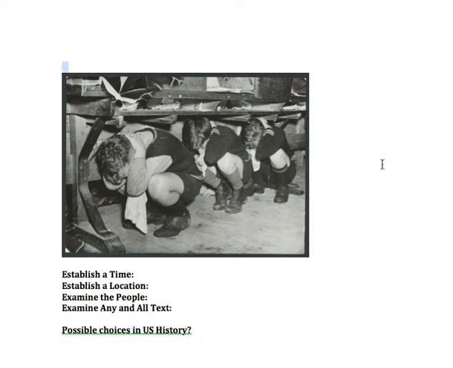Right, so here we go. We're going to do the first example, and let's see what we can come up with for this picture. Now, the four things we're looking for, obviously, are a time, a location, people, and any and all text. As we go through this picture, I'm going to put the information that we have right here so we can gain some greater perspective to figure out possible choices in U.S. history that this picture might pertain to.